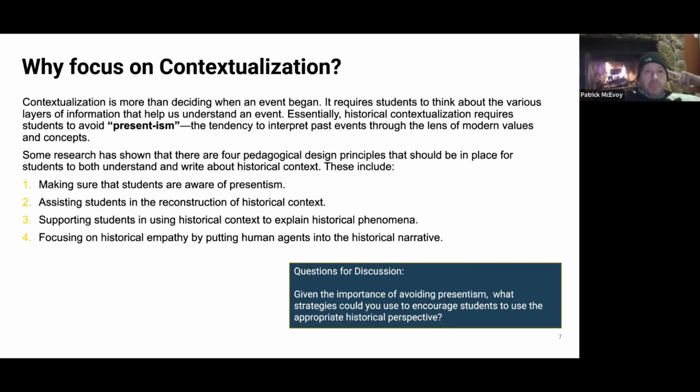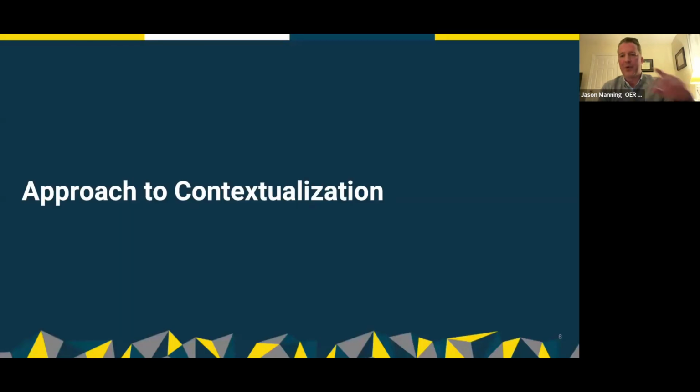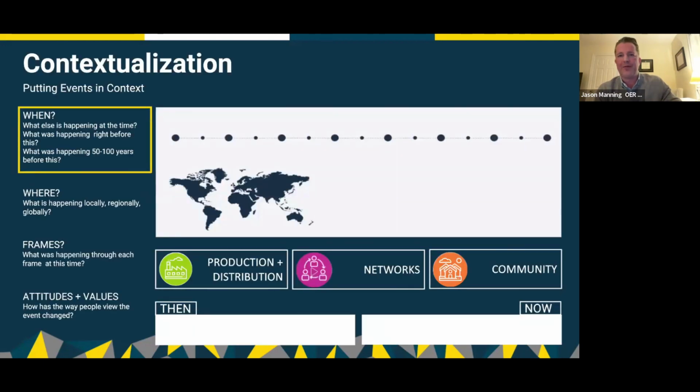Yeah. That's a nice segue into the approach to contextualization here with the resources that we're going to share with you. If you think about what we were talking about in this discussion, we have four elements that we wanted to put together in resources to really help a kid understand contextualization. First, the when question: the event that you're going to center and target, what else is happening at that time, and what was happening right before this?